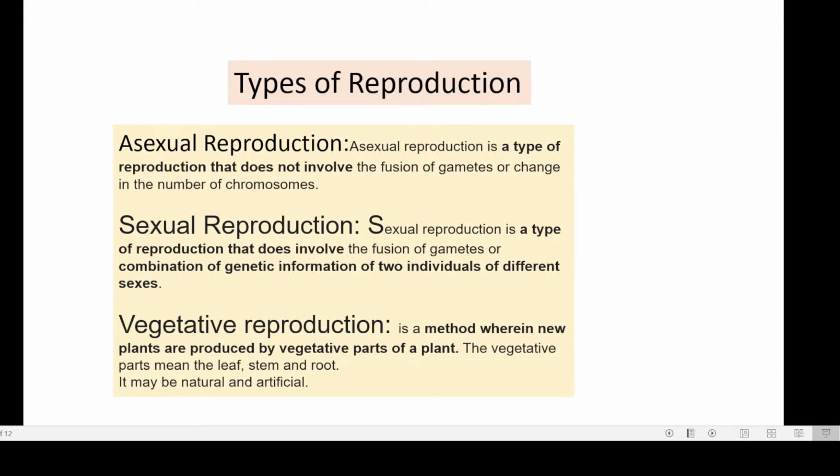The last one is vegetative reproduction. It is a method wherein new plants are produced by vegetative parts of a plant. That means here the plants are produced from those parts of the plant body which are not associated with the reproductive parts. For example, it may be leaf, stem, root, etc. And it may be of two types, natural and artificial.